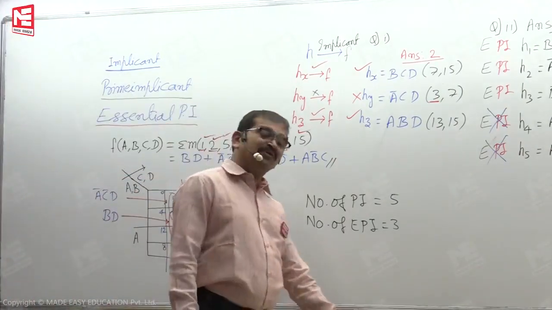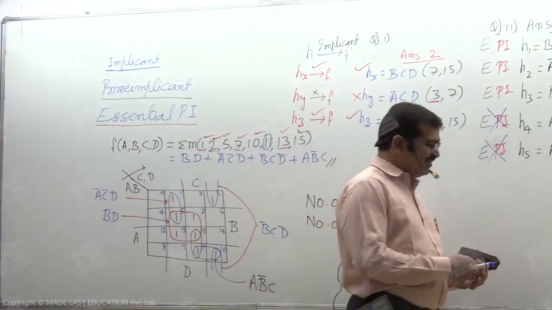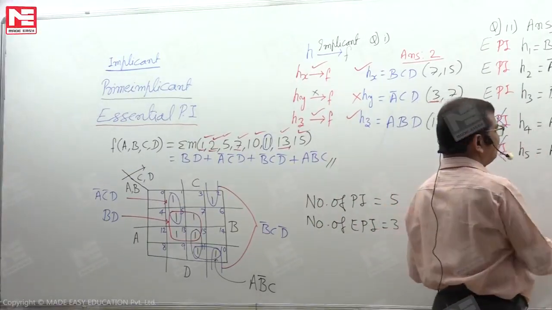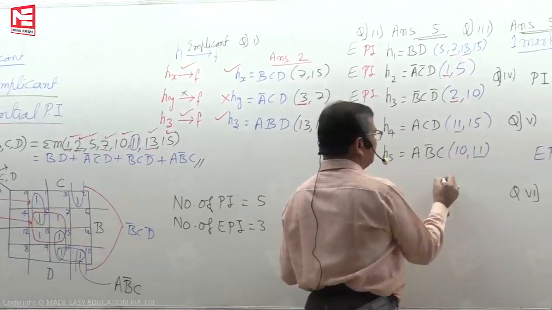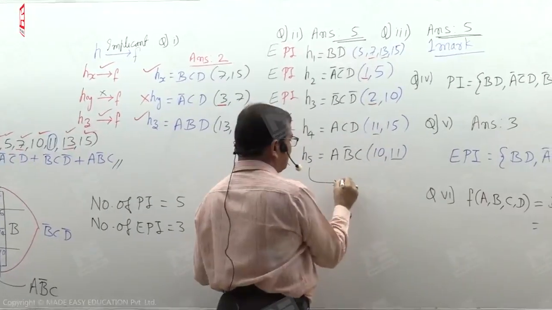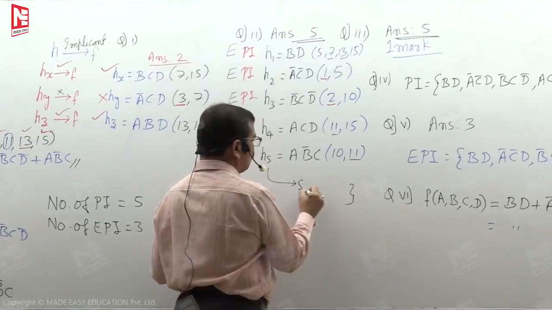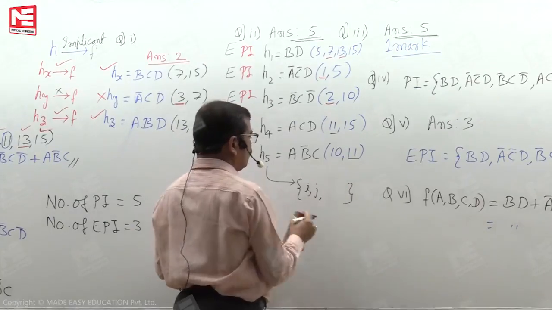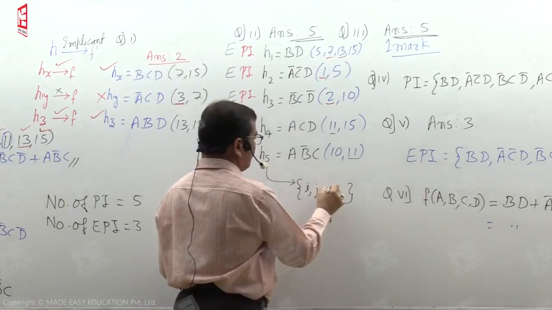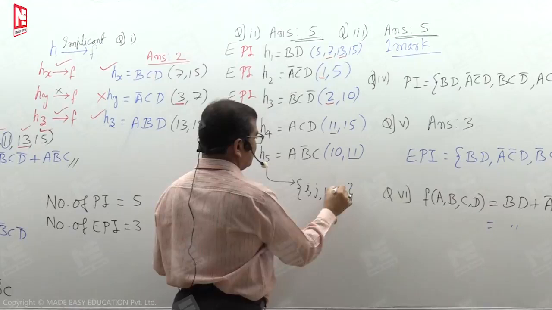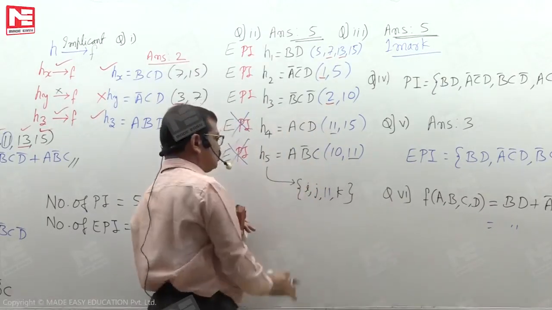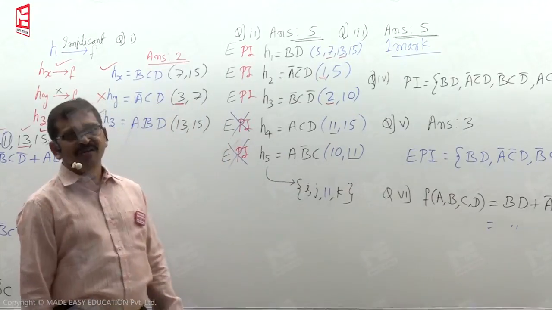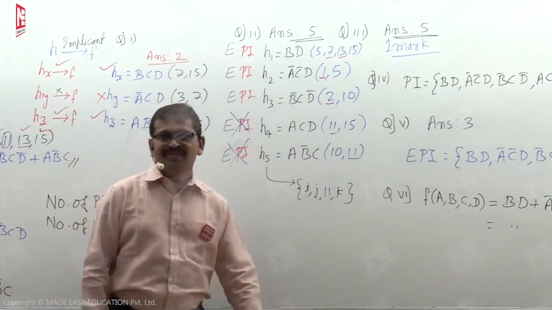Let us take a hypothetical question. Consider H4 and H5, both covering the uncovered minterm 11. But assume H5 comes with a group of 4 cells, whereas H4 comes with a group of 2 cells. Both are covering the uncovered minterm 11.